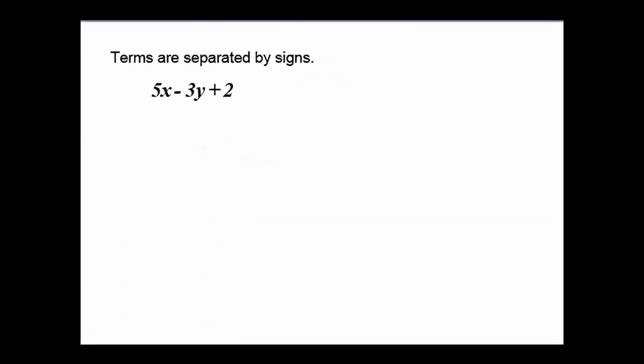Terms are separated by the signs. So in this expression, our first term is 5x. This negative starts the next term. Negative 3y is our second term, and our third term is positive 2. So your sign will go with the piece after it.